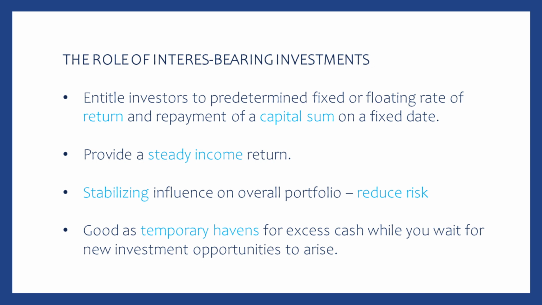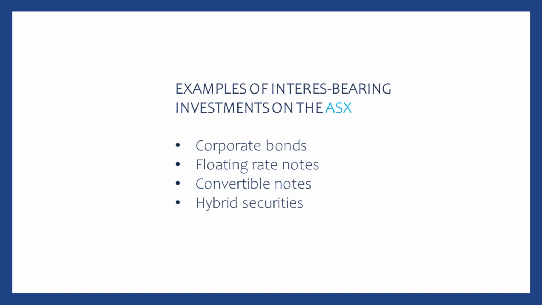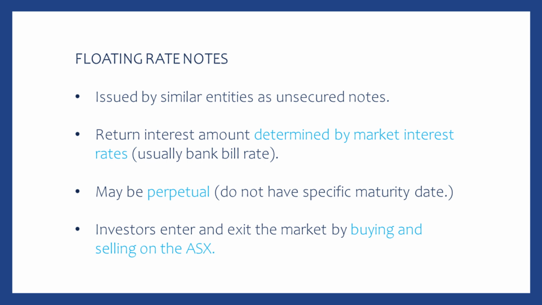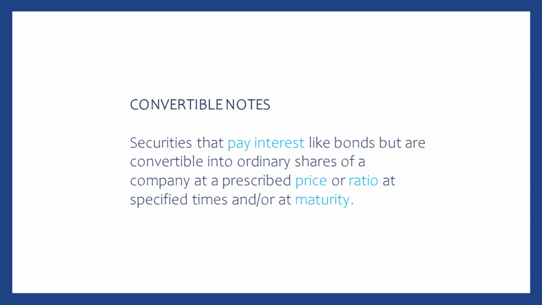for new investment opportunities. Examples of interest-bearing securities on the ASX include corporate bonds, floating rate notes, convertible notes, and hybrid securities. Corporate bonds offer higher rates of interest than other products of the same maturity because they are unsecured. Floating rate notes offer a return interest amount determined by market interest rates and may be perpetual.